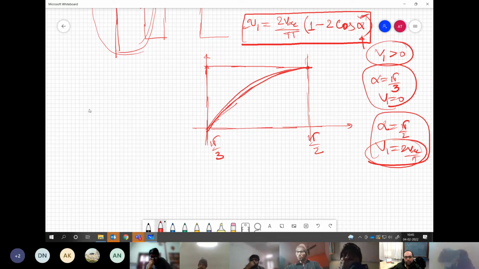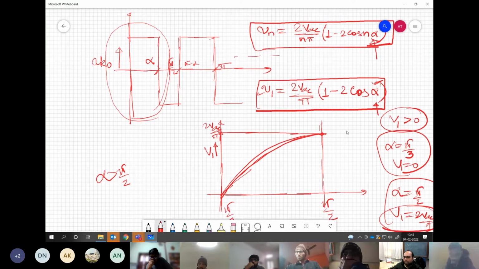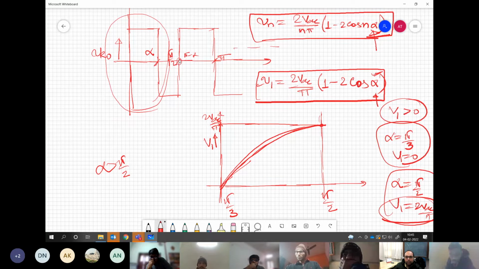Now, can we have alpha greater than pi by 2? No, sir. We are talking about only 1/4 cycle. Correct? It's not just about the 1/4 cycle. Physically also, it is not possible to have a switching angle more than 90° and then maintain all the symmetry. You cannot have pi minus alpha less than alpha physically. Is this possible that you can have pi minus alpha less than alpha?